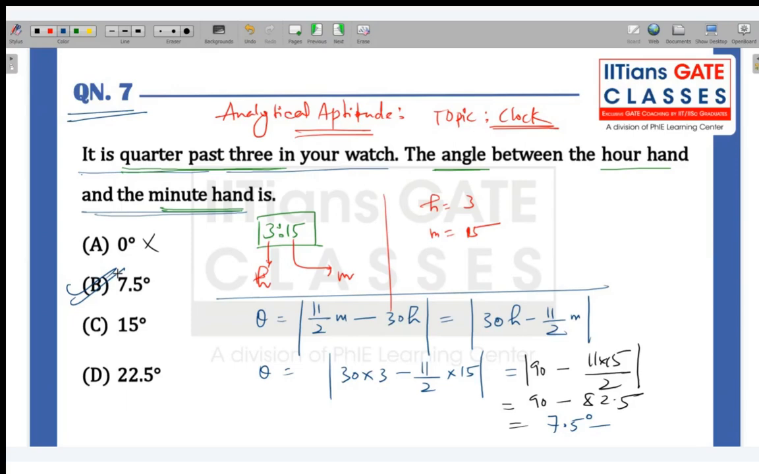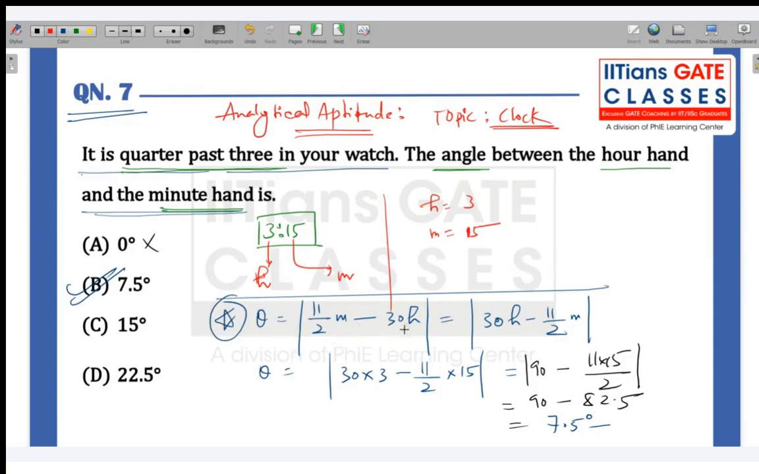So whenever I ask a question, please solve this. You should use an online calculator and answer this kind of question. Don't waste your time. Whenever this kind of question comes, they will give you the time and ask you to find the angle between the hour hand and the minute hand. So always use this formula. That formula says theta equals 11 by 2 m minus 30 h.